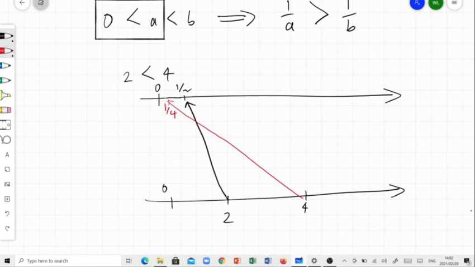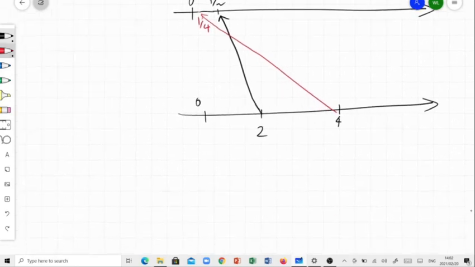So what inverse does is that it moves points that are further away from the origin, and then transforms them into points that are closer to the origin. Okay, this is what is called order reversal by inversion.